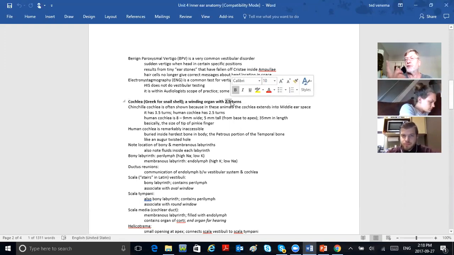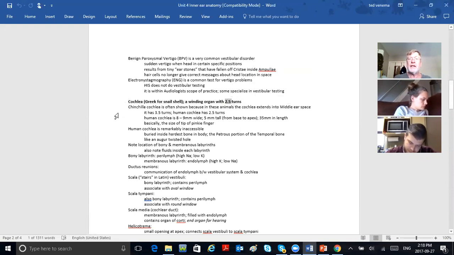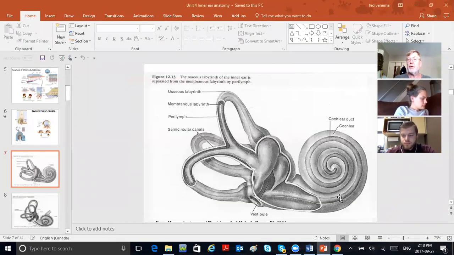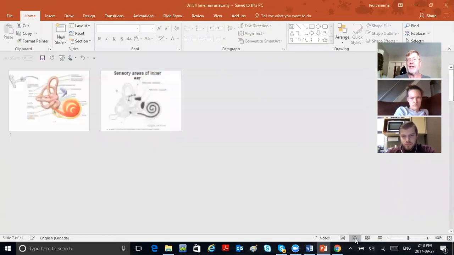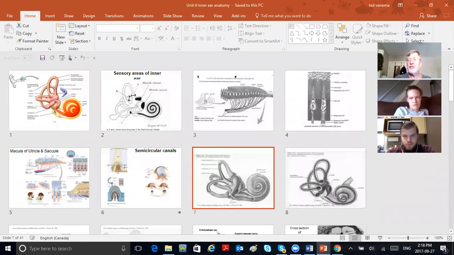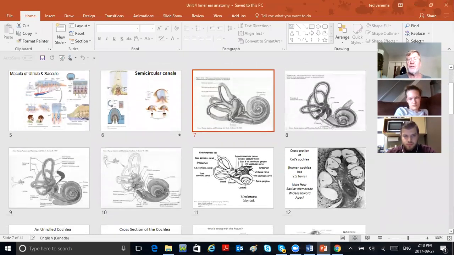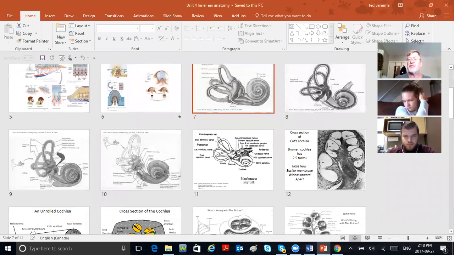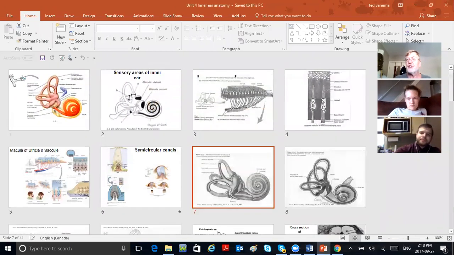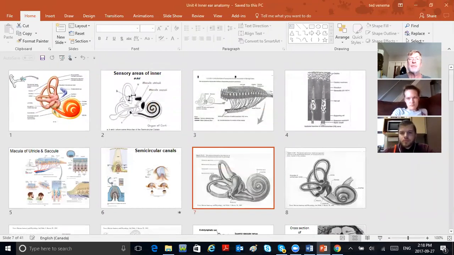2.5 coils. It turns around 2.5 times. It's not like that in all animals. In the chinchilla, for example, the cochlea has 3.5 turns. Now the chinchilla cochlea, I'm not sure, I don't think I have a picture of it. It's not necessary. You all have heard of a chinchilla. It's a type of rodent.